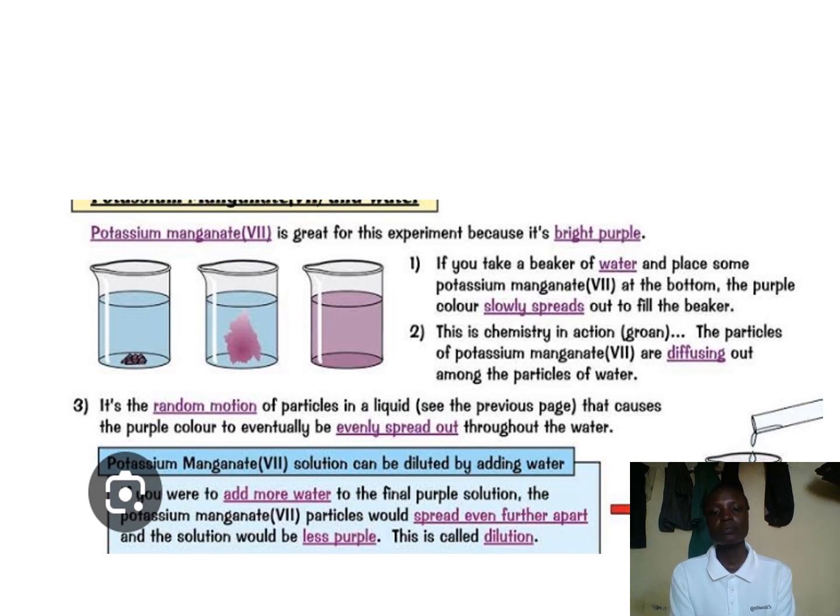Let's now look at diffusion in gases. Diffusion in gases is very fast because the density of a gas is very low compared to solids and liquids. Let's say, for example, when we light an incense stick in a corner of our classroom, it spreads in the whole room very quickly due to the diffusion of its smoke in the air.